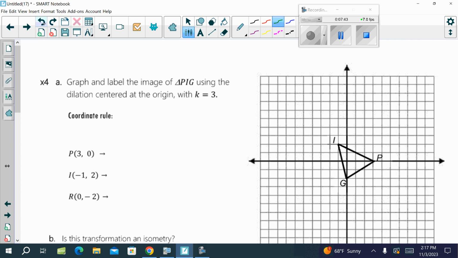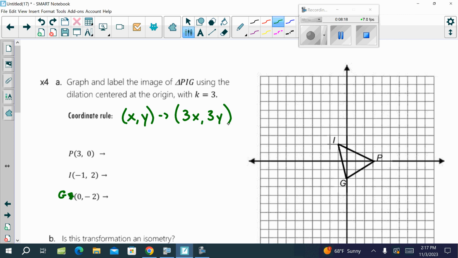Okay, graph and label the image of triangle PIG. Just so you guys know, this is not supposed to be an R. It's supposed to be a G. Using the dilation centered at the origin with K equaling 3. So first thing we're going to do is write the coordinate rule. So x comma y transforms to, how would we write this if our K is 3? 3x and 3y. So there's our coordinate rule.